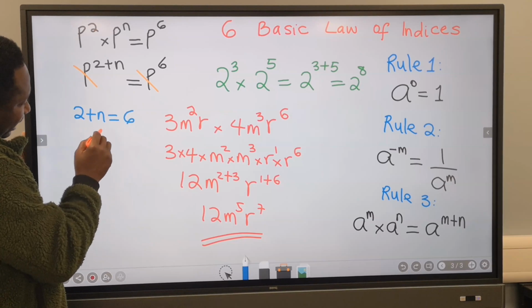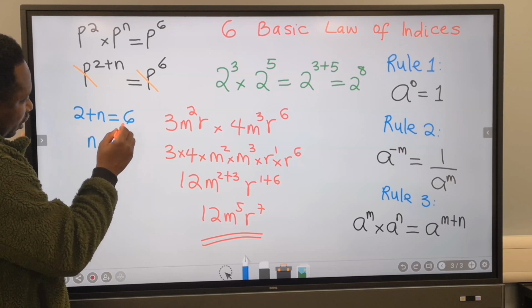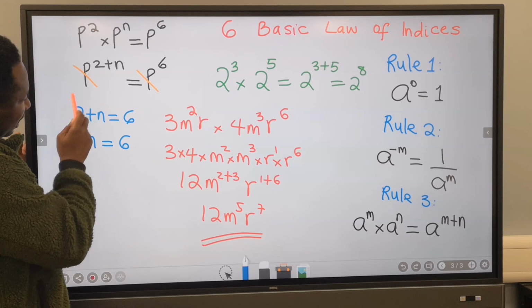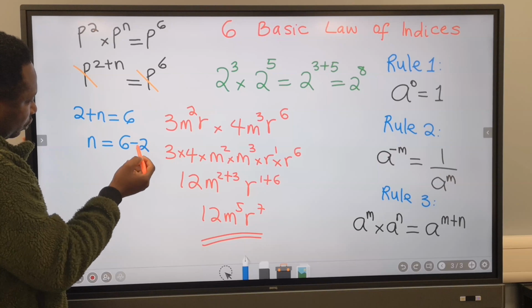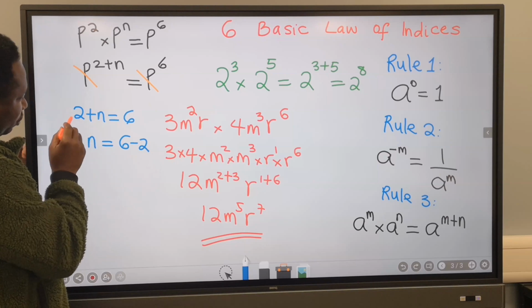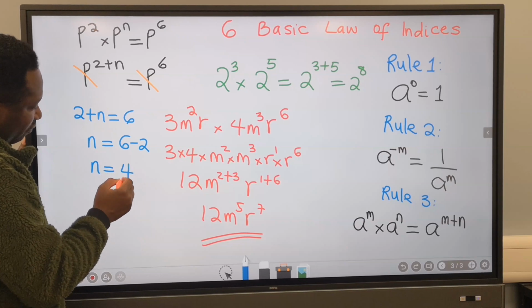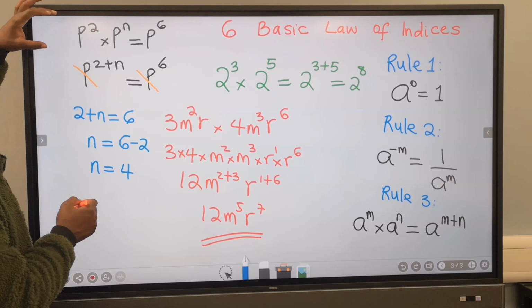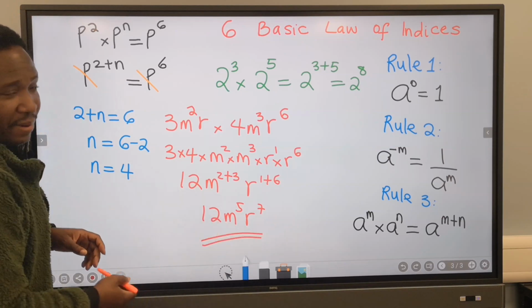We want to make n the subject. N is on this side. On the other side, we have 6. If 2 moves across this equal sign, it will become minus 2 because it is plus 2 on this side. And our n is 4. You see, we could solve this because we applied rule number 3.